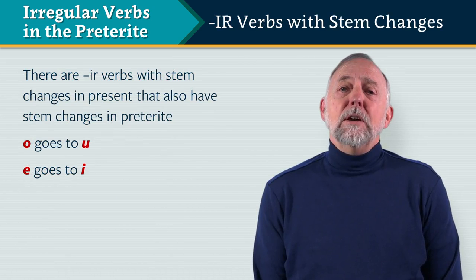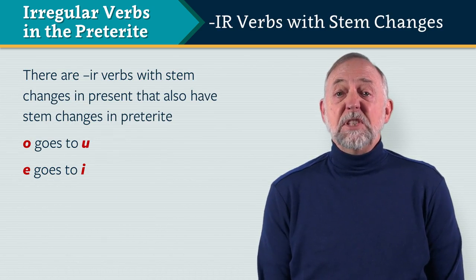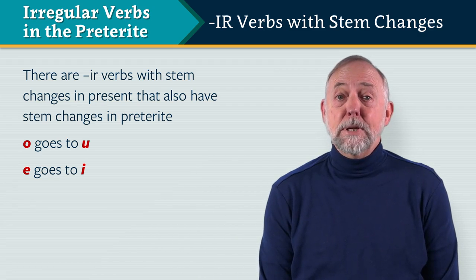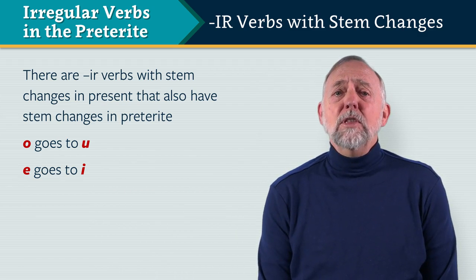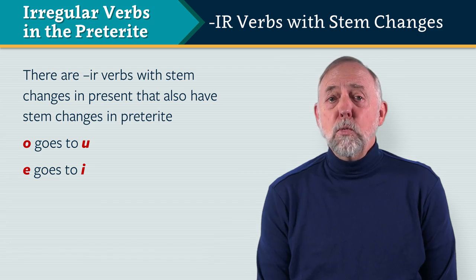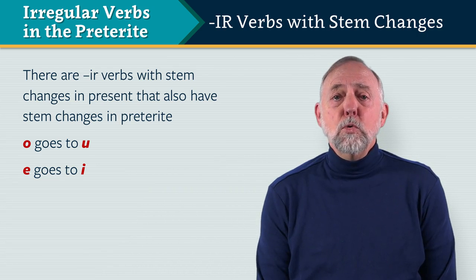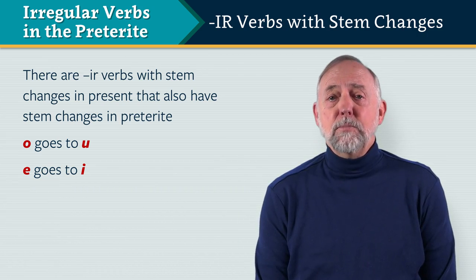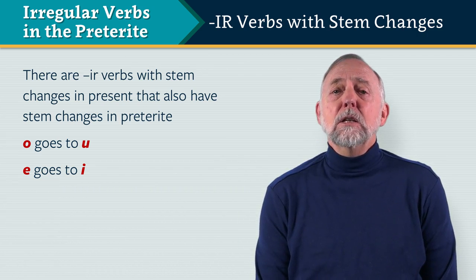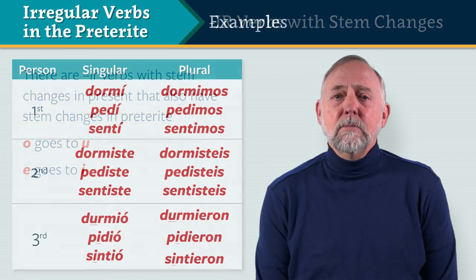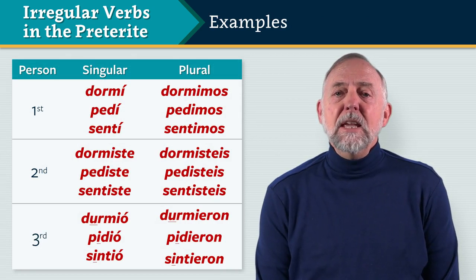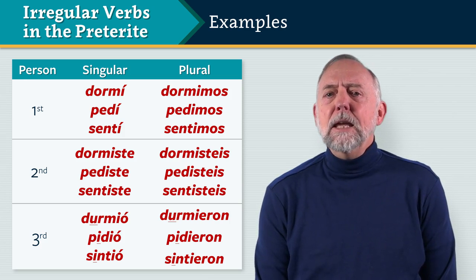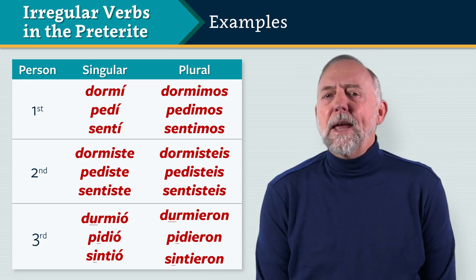Now, there's a whole set of -ir verbs that have stem changes in the present, but then they also have stem changes in the preterite. Where the o in the present tense goes to ue, in the preterite it goes to u. And where the e in the present tense goes to ie, in the preterite it goes to i. So let's look at this group of verbs. Dormir, pedir, despedir, vestirse, preferir, sentir, reír.